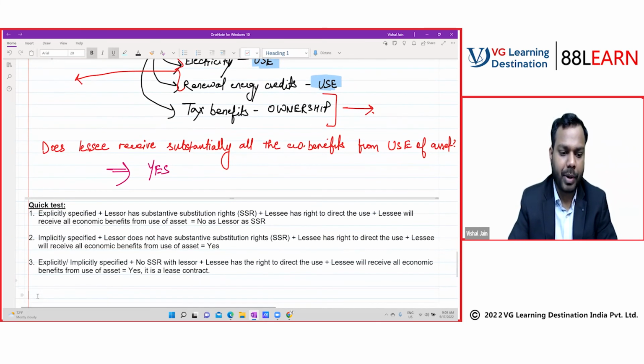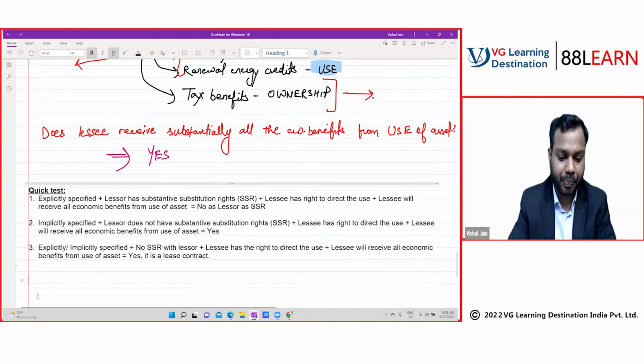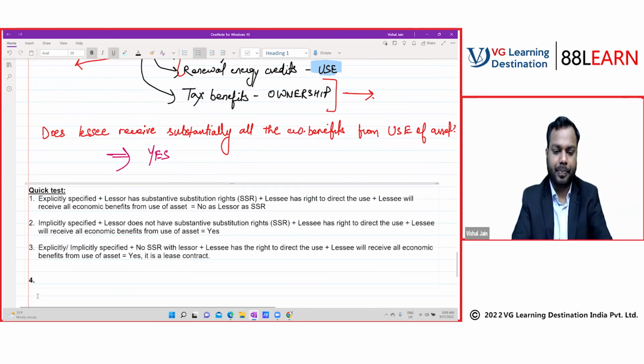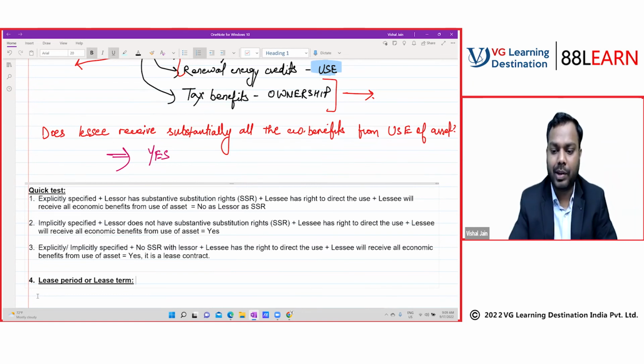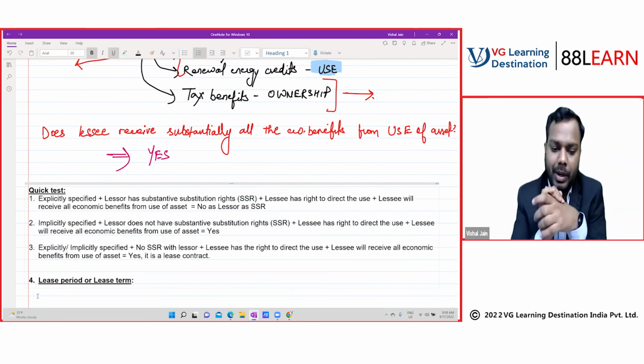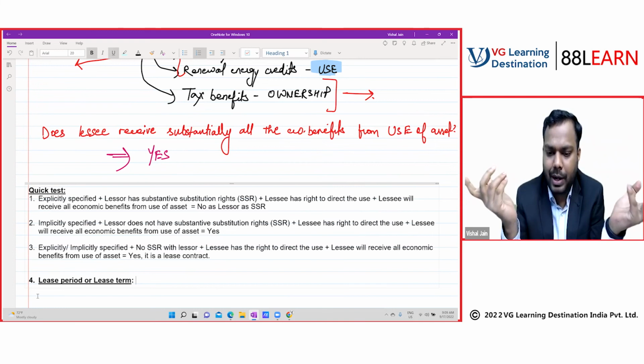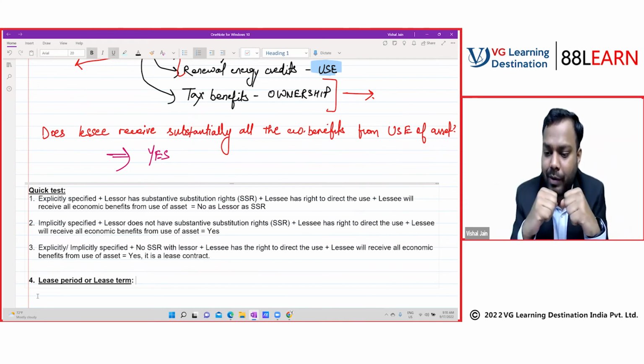Now we'll start with a new topic. Point number 4: what is the lease period, or what is the lease term? Can anyone tell me what is the meaning of a lease? No, I told you, presence or absence of protective rights does not impact the classification of a lease contract.